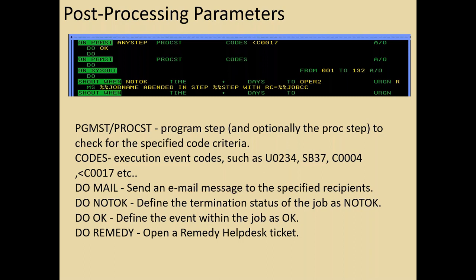Then do not okay defines the termination status of a job as not okay. So in do not okay, whenever your job fails in Control-M, you can see the job has failed in a not okay status. Then do okay defines the event within the job as okay. Then do remedy opens a remedy help desk ticket.